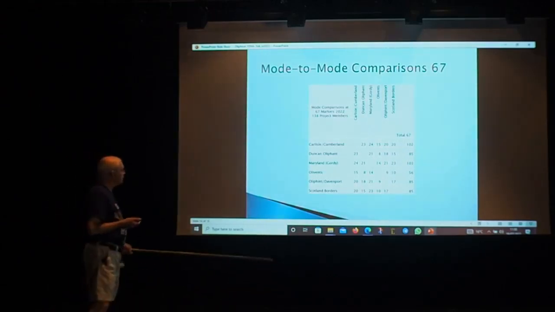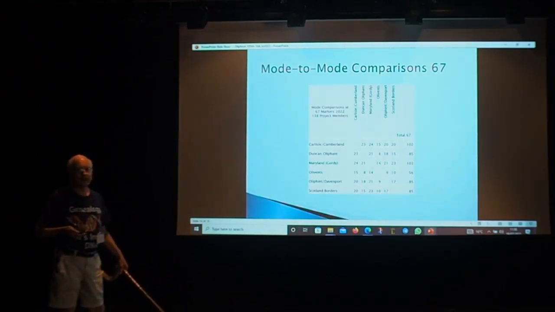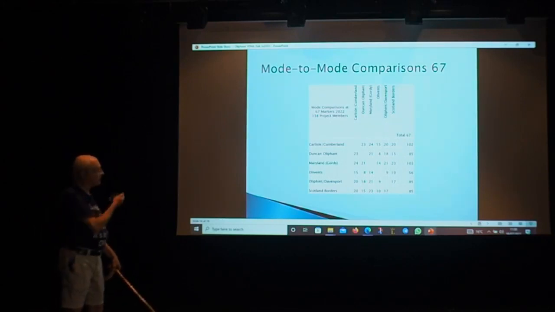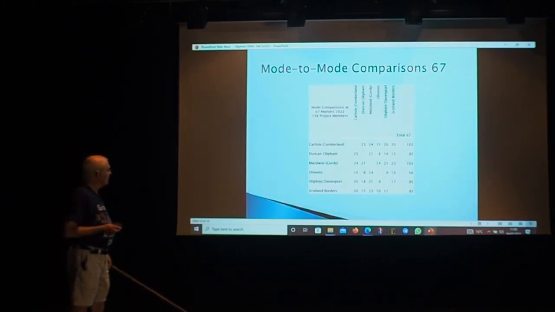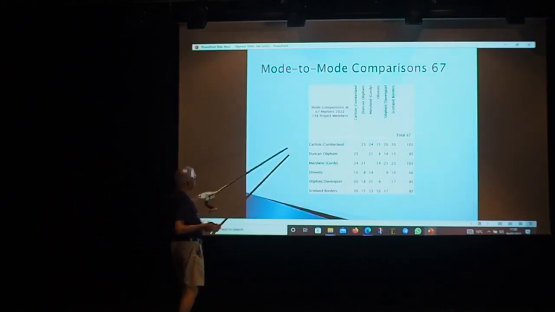No, that's a different group. That's the way it's spelled on the chart with a V. Okay. Well, no, it's different. It's different from Carlisle.